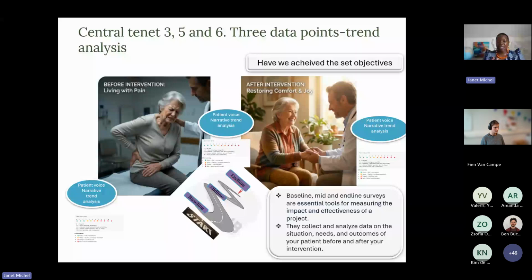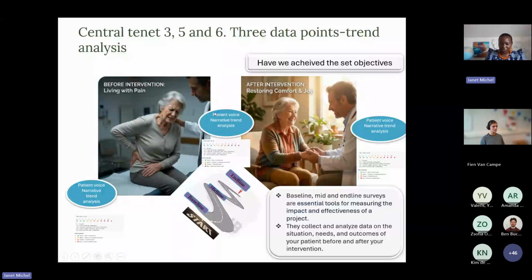As I said, it's so important to have at least 3 data points to do a trend analysis. Using that example, we see that the patient is in pain, and she will tell you, I'm in severe pain. So that voice is so important. But you also use the pain scale. So you have both quantitative and qualitative data, which is so important for triangulation.